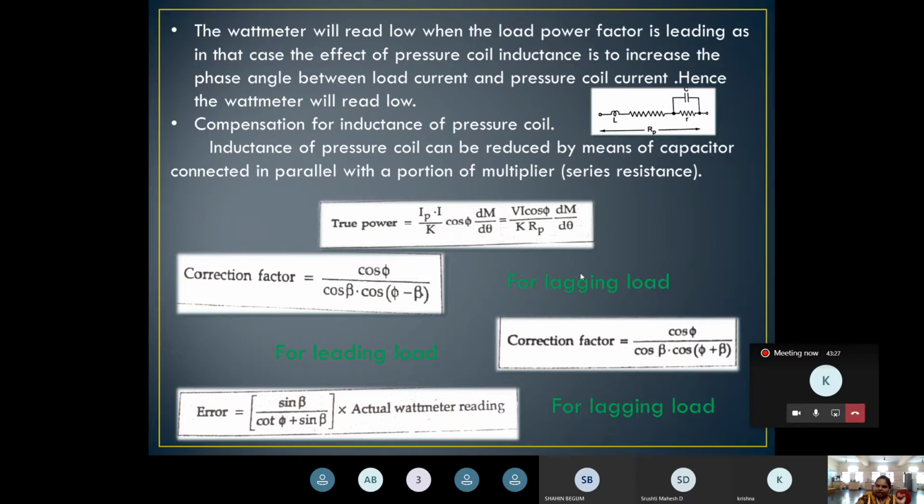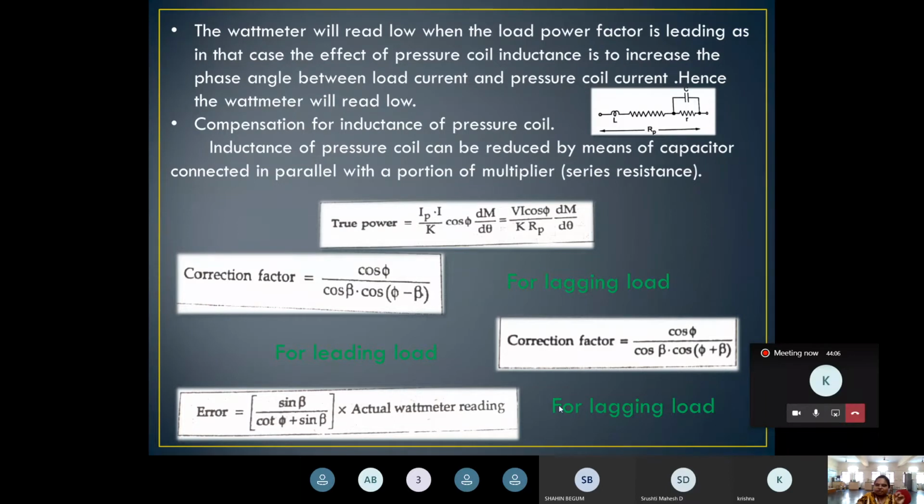For lagging load, what is the correction factor we have to go for? The correction factor is nothing but cos phi divided by cos beta into cos of phi minus beta. When to correct for the leading, here the point is for leading. When we are going to read for the low values, for lagging means reading the values for high, right? The correction factor is going to be taken as cos phi divided by cos beta, cos instead of phi minus beta, here it is going to take as phi plus beta.